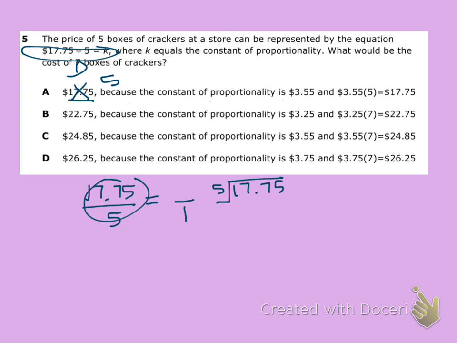divided by 5 goes in here 3 times. 2 left over. Goes into 27 5 times. Minus 25, 2 left over. And goes into 25 5 times. So it's $3.55 per box. And how many boxes did she buy? 7 of them. So that means we want to multiply by 7. And that should give you your answer.